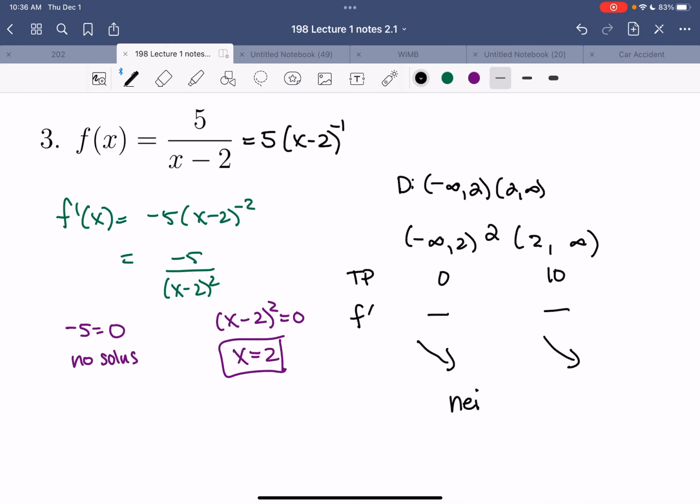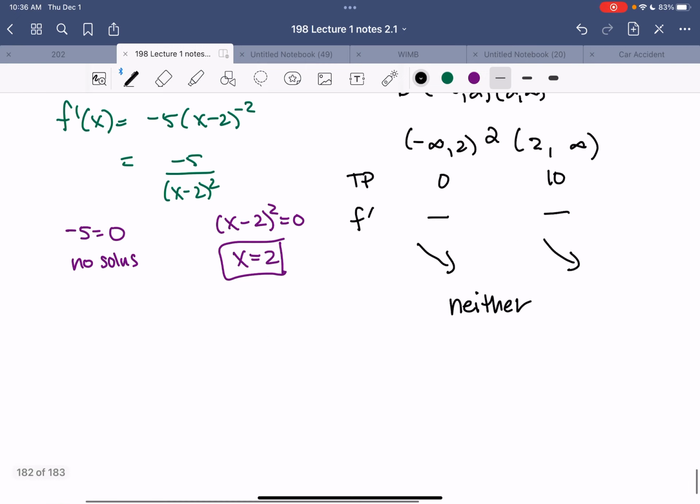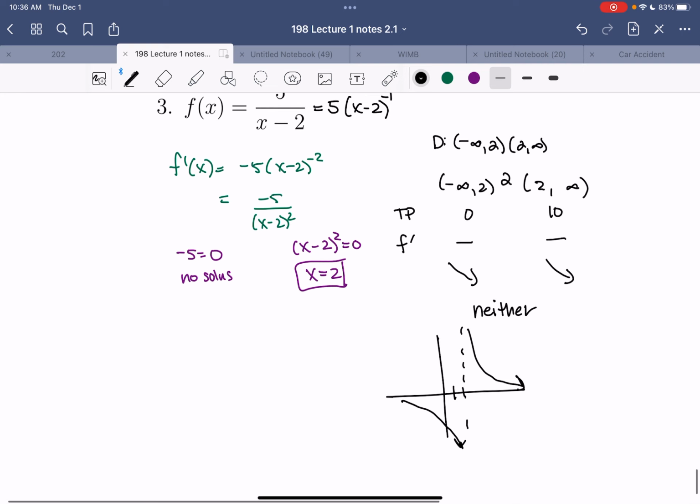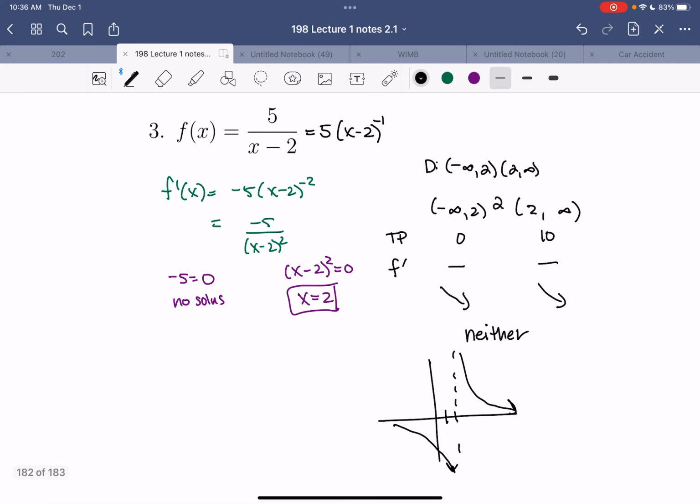So this is neither. What we do know is that this is going to be an asymptote, right? So this is at 2. There's an asymptote here. And so it's decreasing here, and then it's decreasing here. It's typically how that works. Okay, so it's possible that your answer is neither.